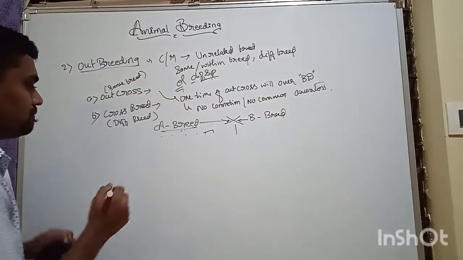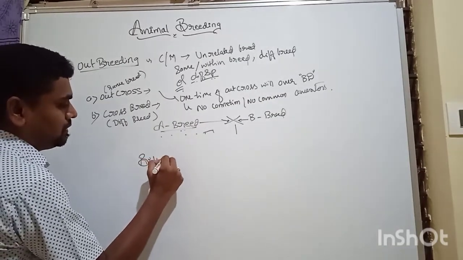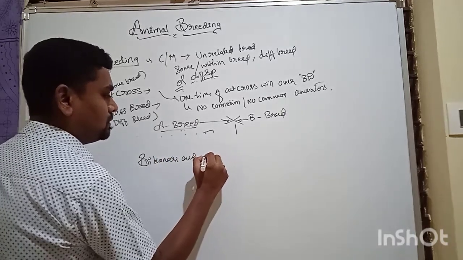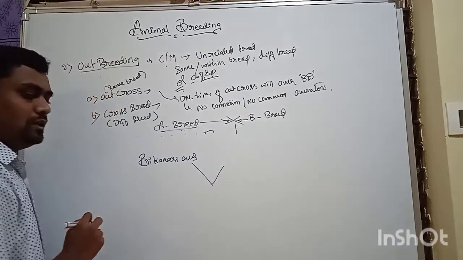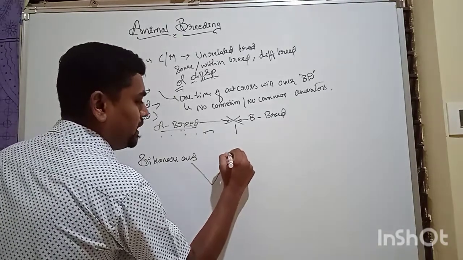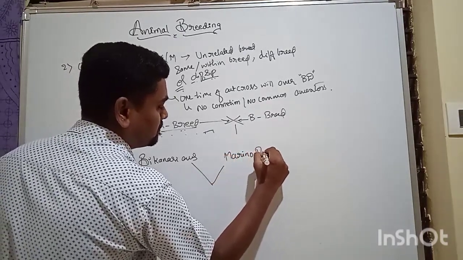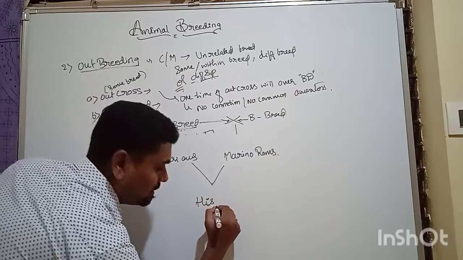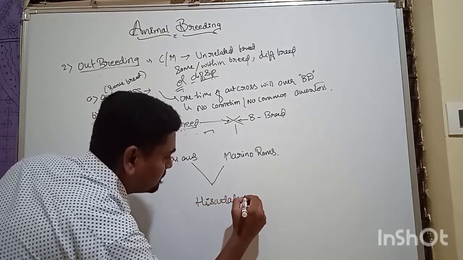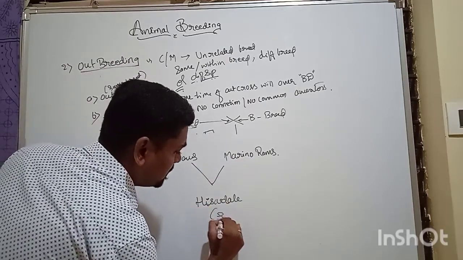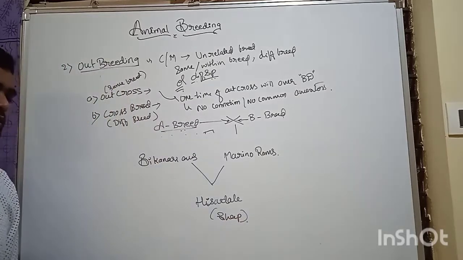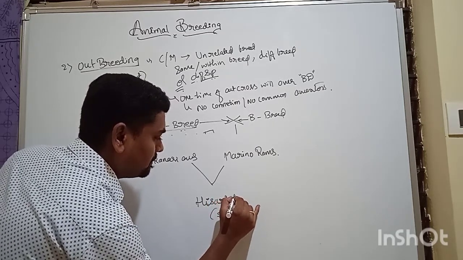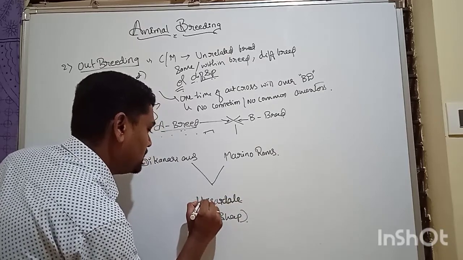What have they given? Bikaneri ewes crossed with Merino rams. What is the outcome? Dorset, it's nothing but Avivastra. This is the crossbreed. This is Bikaneri.